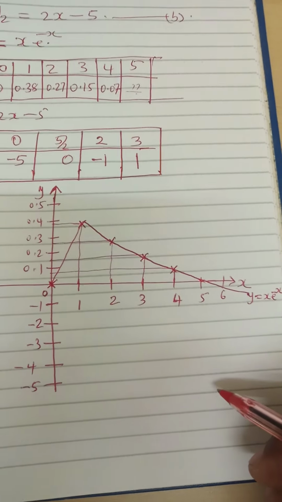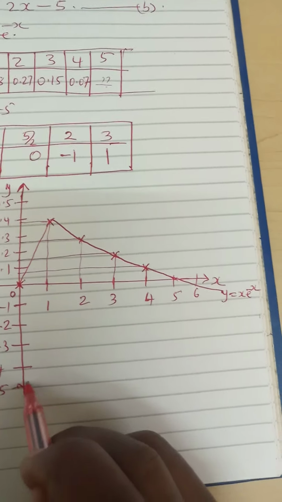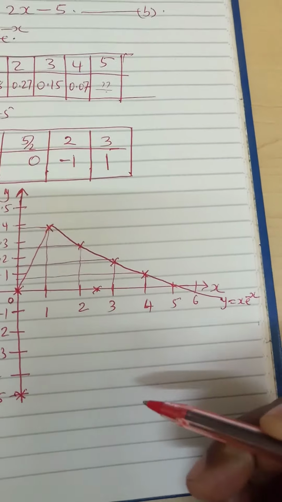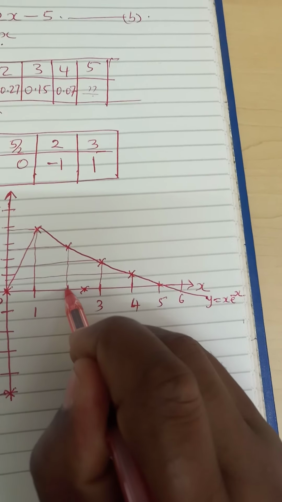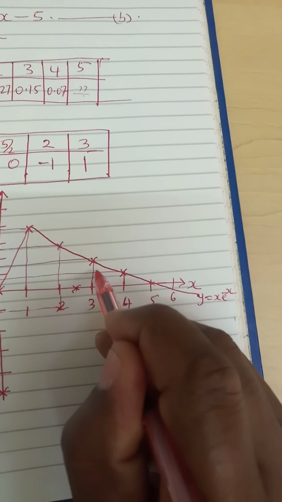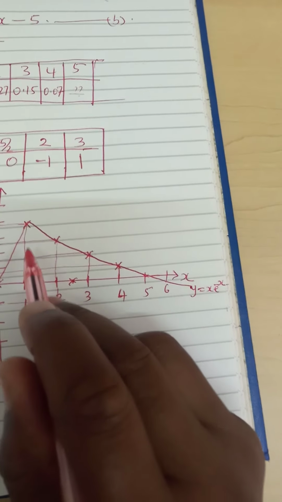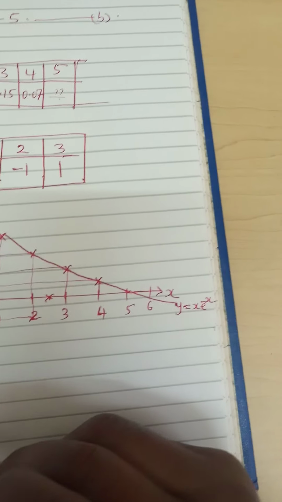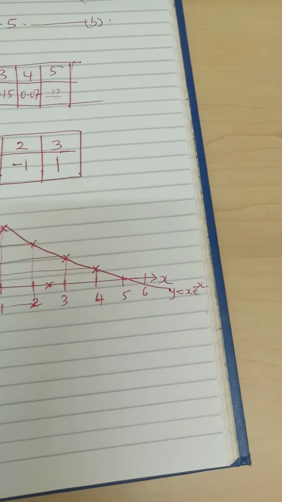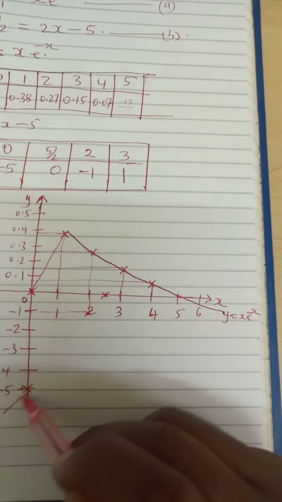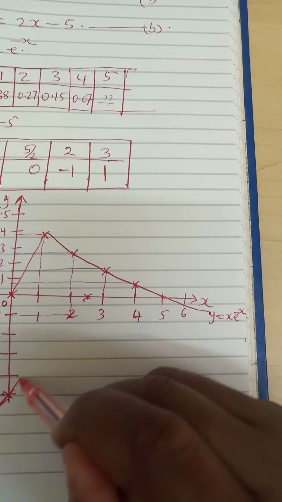In the same sense, we plot 0, negative 5 will be over here. 2.5, 0 somewhere there. 2, negative 1 will be somewhere there. We have 3, 1, which definitely will be somewhere high, because of the nature of our graph. 3, 1, we can ignore it. So this one is a line. You ought to use a ruler to join, but I will join it with a free hand, though you are supposed to use a ruler.